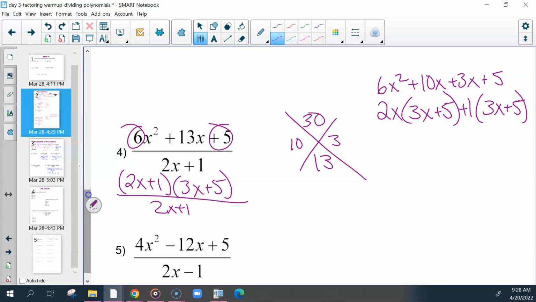So even when you do all of those, you still have to remember you're dividing, and something is going to cancel. So what would our final answer be? 3x plus 1.